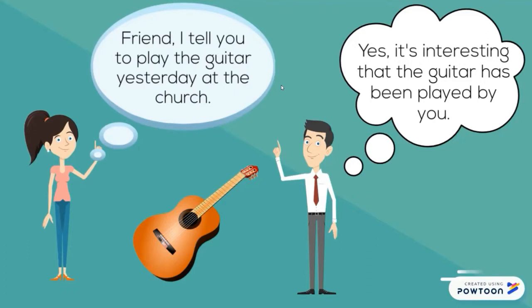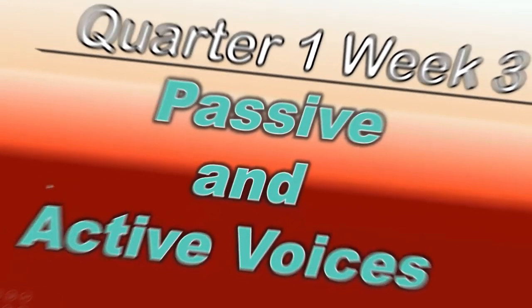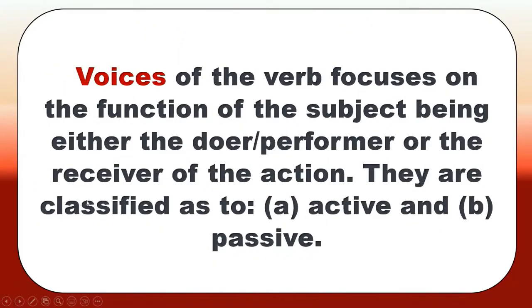Do you have an idea what is our lesson for today? Our lesson for today in the quarter 1, week 3 is all about passive and active voices. Voices of the verb focuses on the function of the subject, being either the doer or performer or the receiver of the action. They are classified as to A, active, and B, passive.